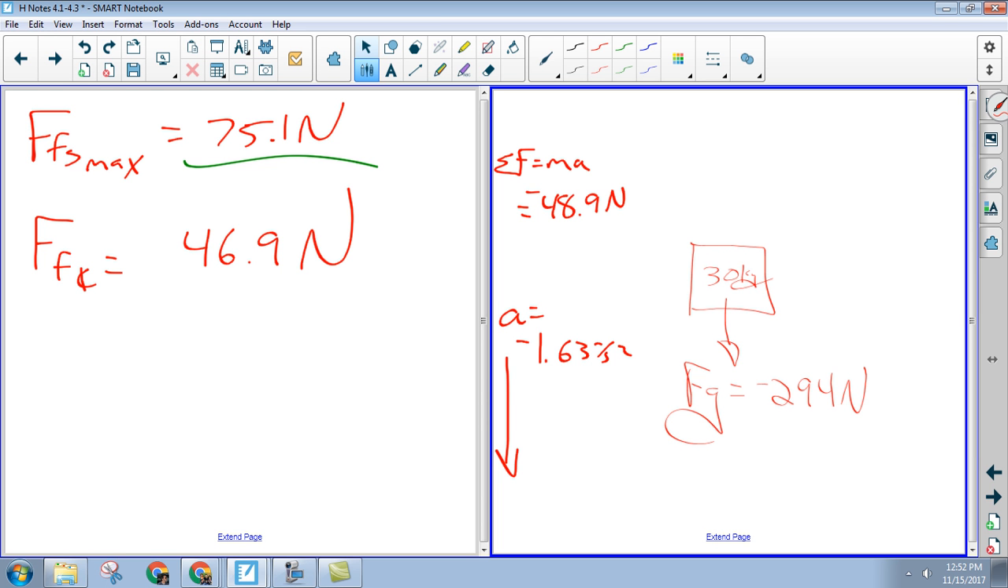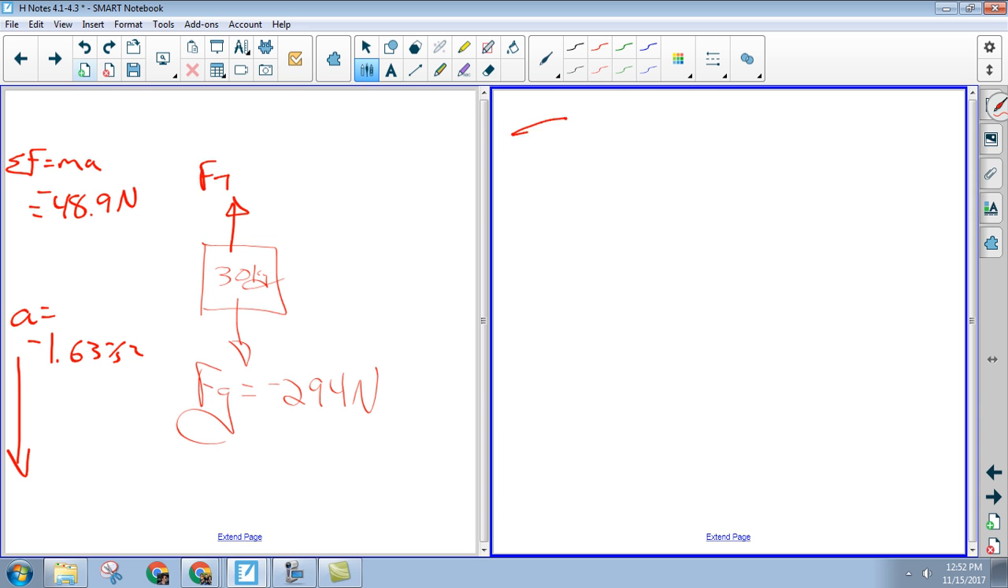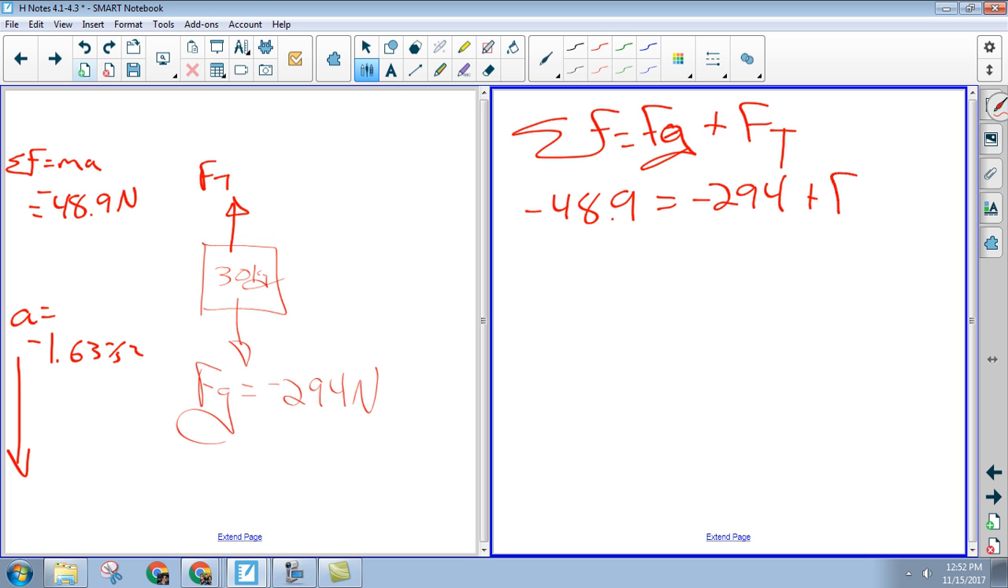All right, so now we can find our tension force, right? So, just make a new page. So net force is force of gravity plus force of tension. So our net force is negative 48.9. Our force of gravity is negative 294 plus tension. How do you solve that? Add the 294, right? And you get a tension force of 245.1 newtons. It is just coincidence that that's the weight of one of the blocks.